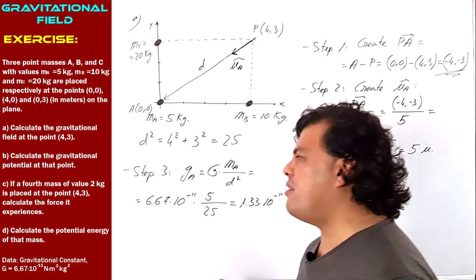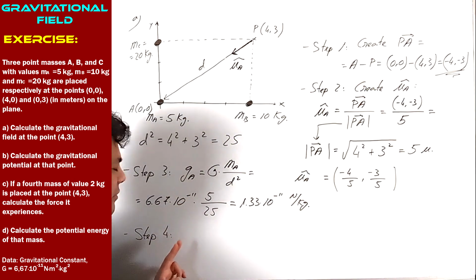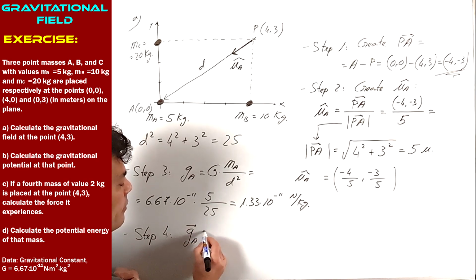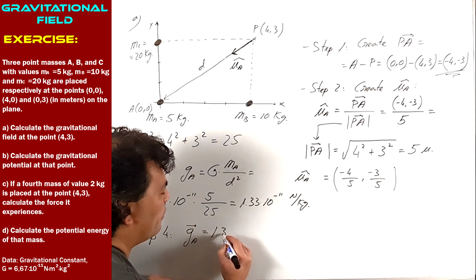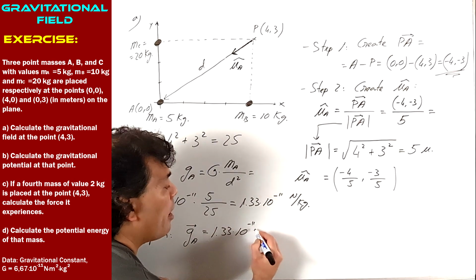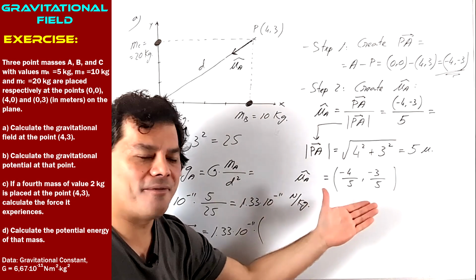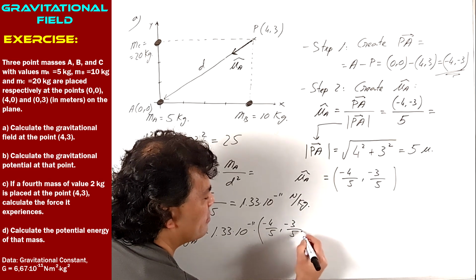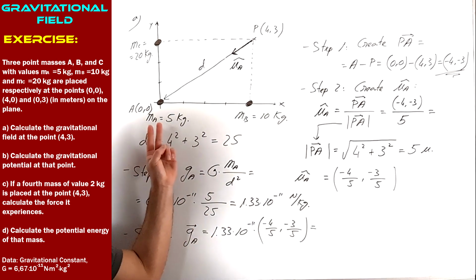And now it's time to finish our calculations by calculating the gravitational field, but in form of vector. This will be step number 4. The gravitational field created by mass A, but in form of vector, will be this magnitude, 1.33 times 10 to the negative 11, multiplied by this unit vector that we calculated at step number 2. -4 fifths, -3 fifths. And we will obtain the gravitational field created by mass A at point P.